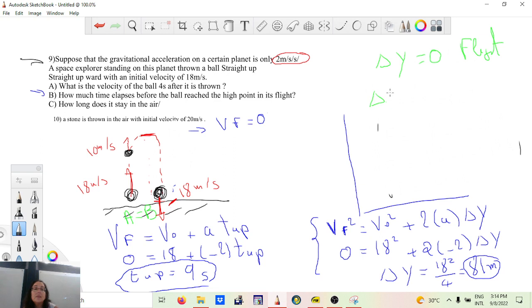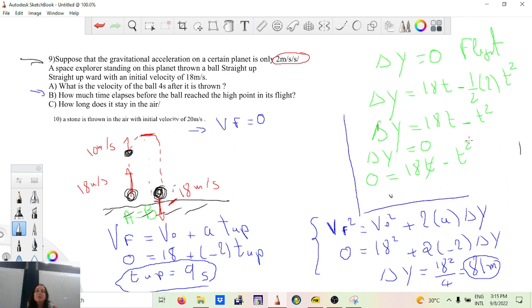So let's see what we get if we use the equation delta y equals 18t minus half 2t squared. Do you agree with that equation? Okay, so acceleration is negative 2. I put the minus here, but I could have it there. Doesn't matter. So delta y equals 18t minus t squared. See what you get if you put delta y equals 0. Try to solve that equation. So 0 equals 18t minus t squared. So you get 18. And you get the same thing. Is that clear?